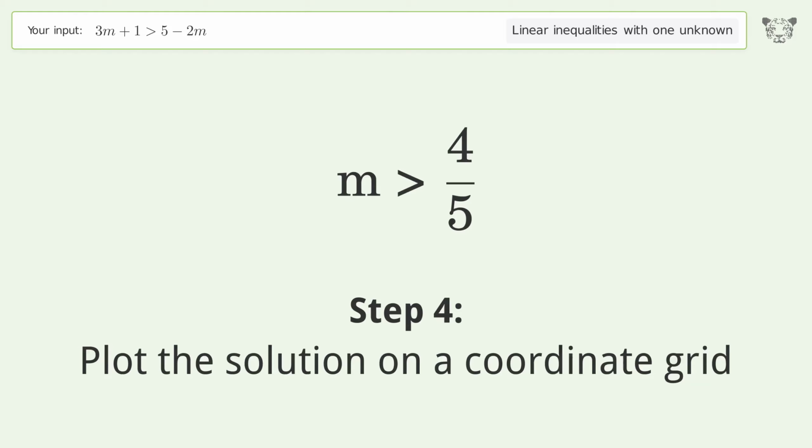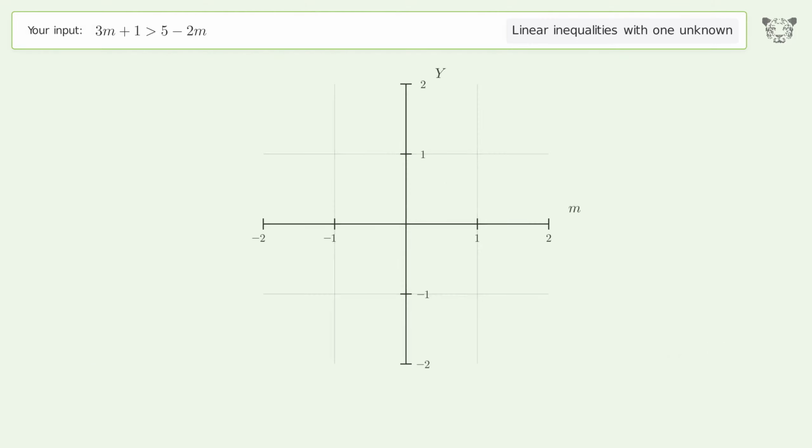Plot the solution on a coordinate grid. And so the final result is m greater than 4/5.